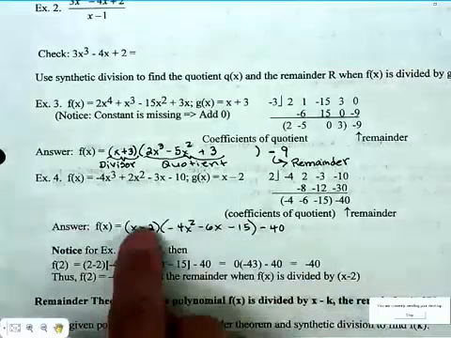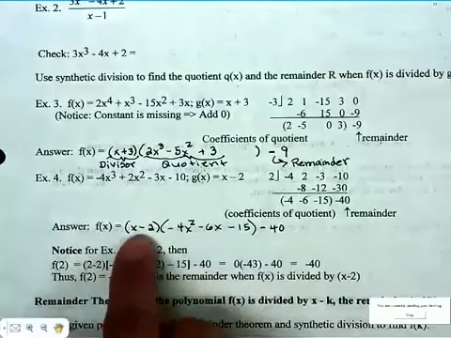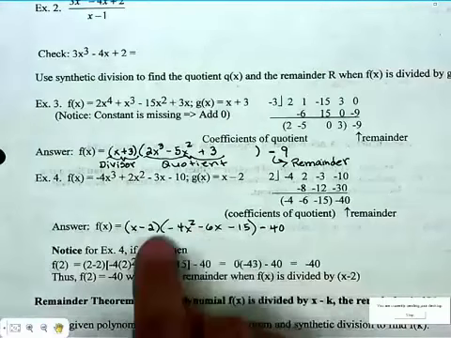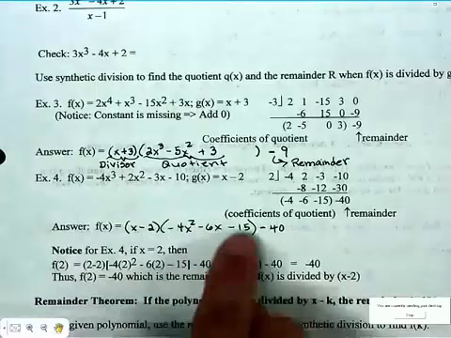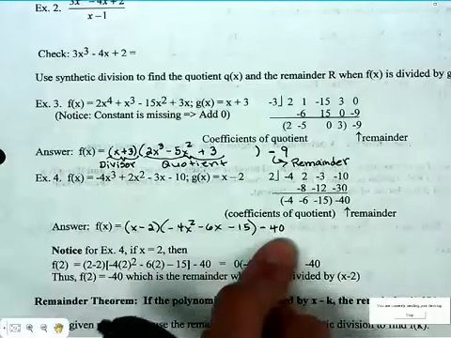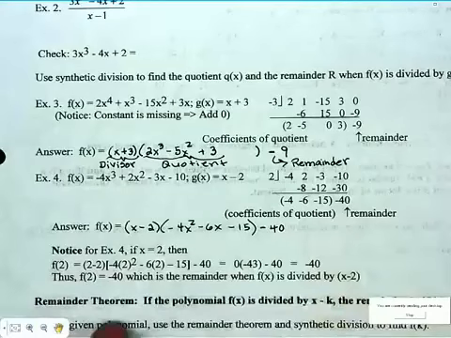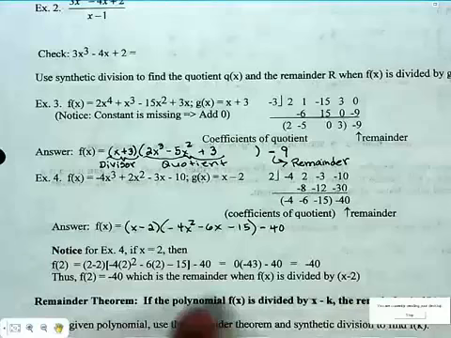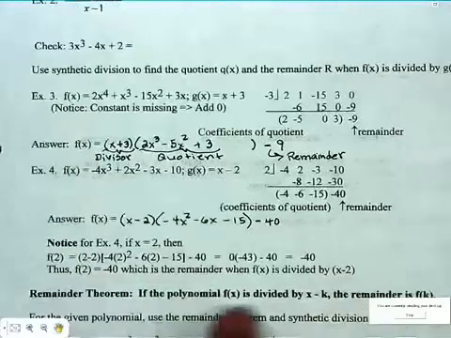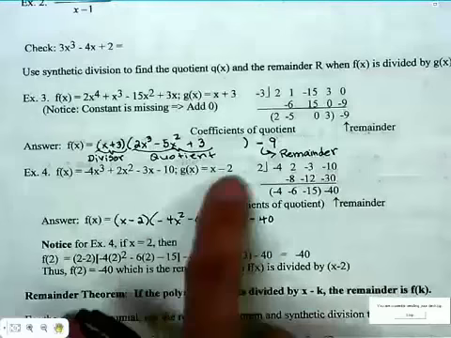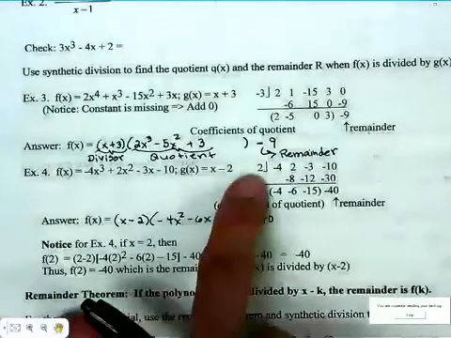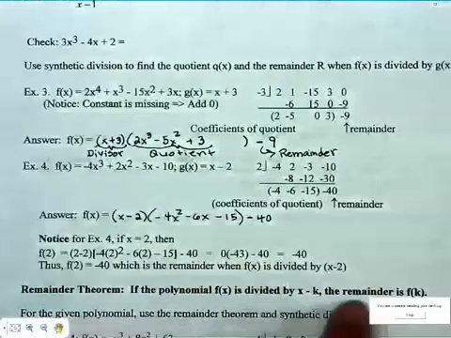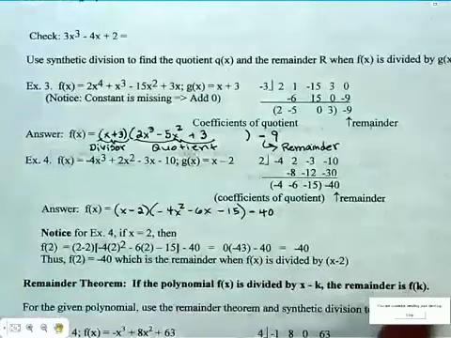Because if I let x be 2, what is this first factor? 0, and 0 times a bunch of stuff. It doesn't matter what the bunch of stuff is. 0 times anything is just 0. And then minus 40 would give me negative 40. That's leading up to a big theorem, the remainder theorem. If a polynomial f of x is divided by x minus some constant, in this case the constant is 2, the remainder is the same thing you would get if you just plug that constant into the original function.